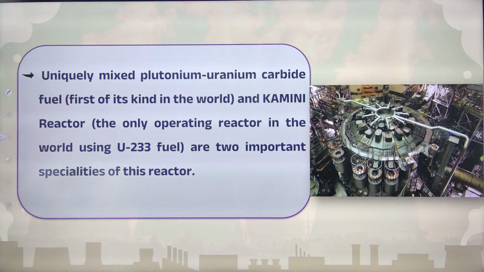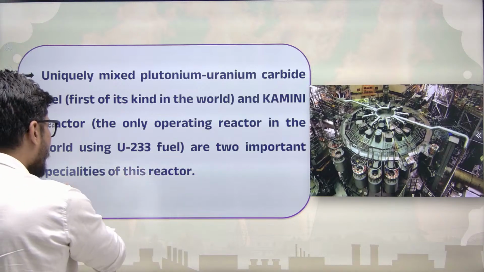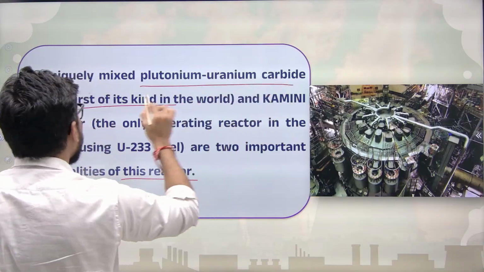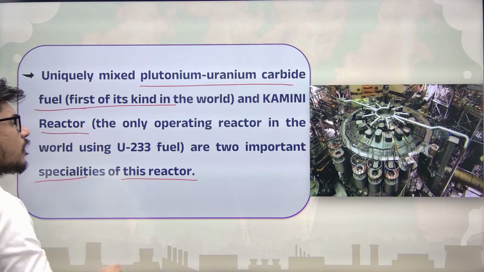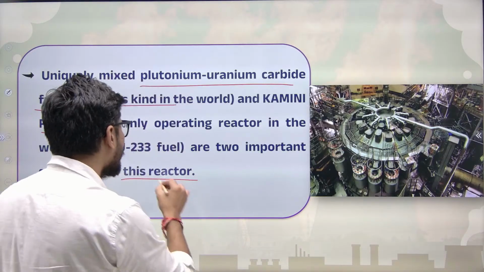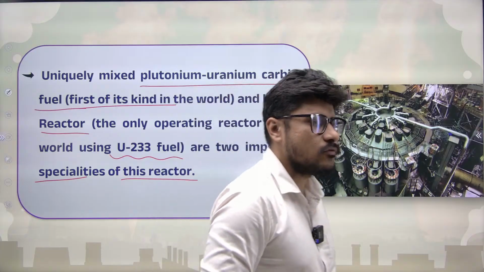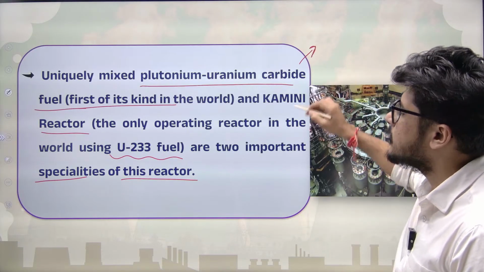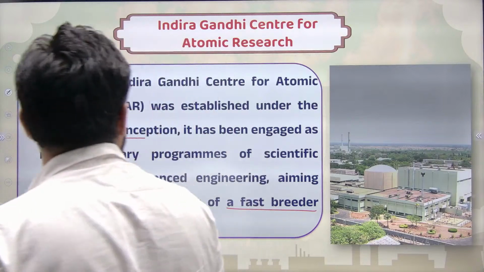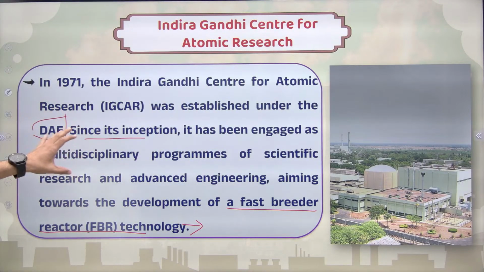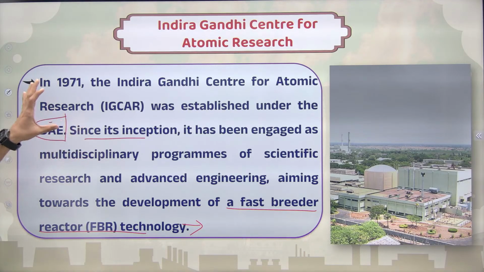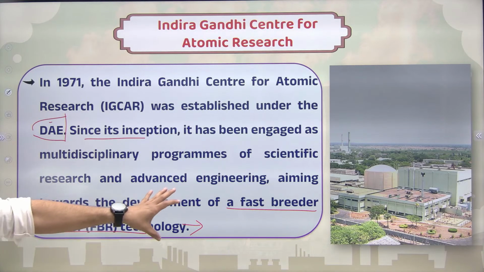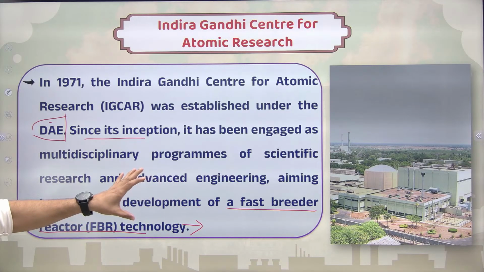This Indira Gandhi Center for Atomic Research has 2 important facilities. The first is the plutonium-uranium carbide fuel, and the Kamini reactor, the only operating reactor in the world using uranium-233 as a fuel. So these are the 2 important achievements, a kind of uniqueness, of this Indira Gandhi Center for Atomic Research. Again, it was established by the Department of Atomic Energy, and the main purpose is developing the fast breeder reactor for our multi-stage, especially the 3-stage nuclear power program.